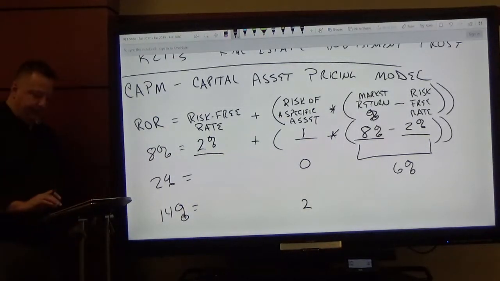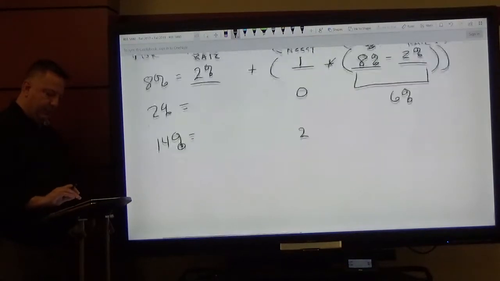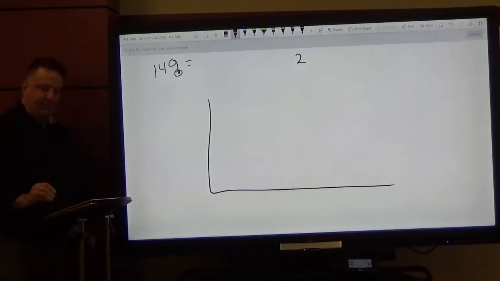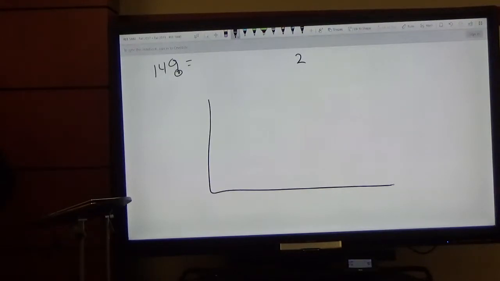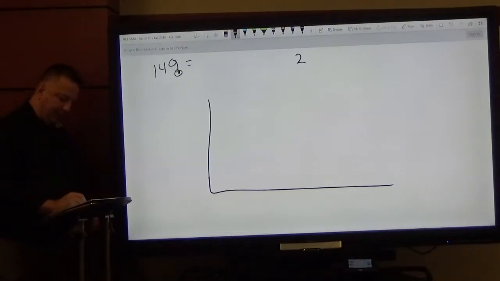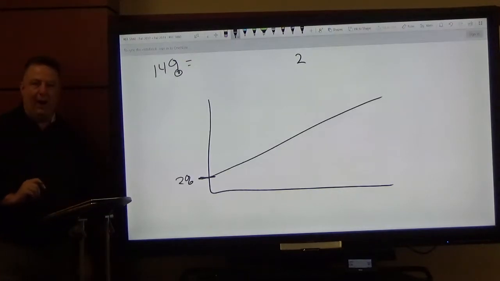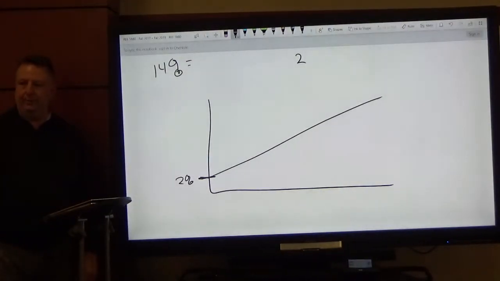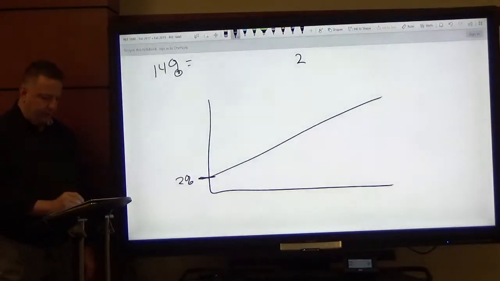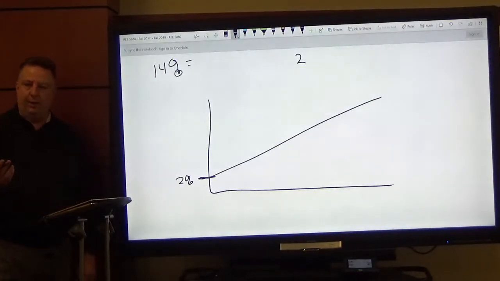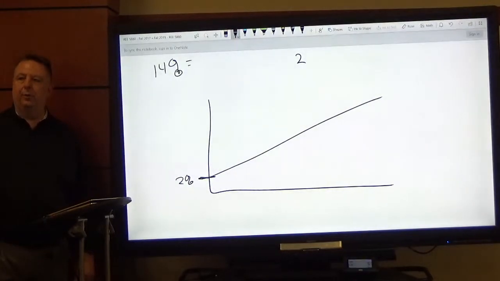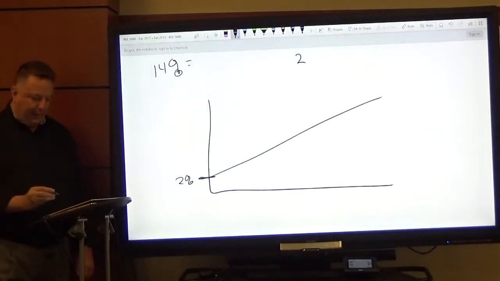Okay, because here's what's happening. How many of you remember your basic high school math class and the slope of a line? Y equals mx plus b. Does that ring any bells to anybody? That's what the CAPM pricing model is. Okay? So in essence, what's really happening here is the y-intercept is the risk-free rate. The slope of the line, rise over run, is what? The risk.